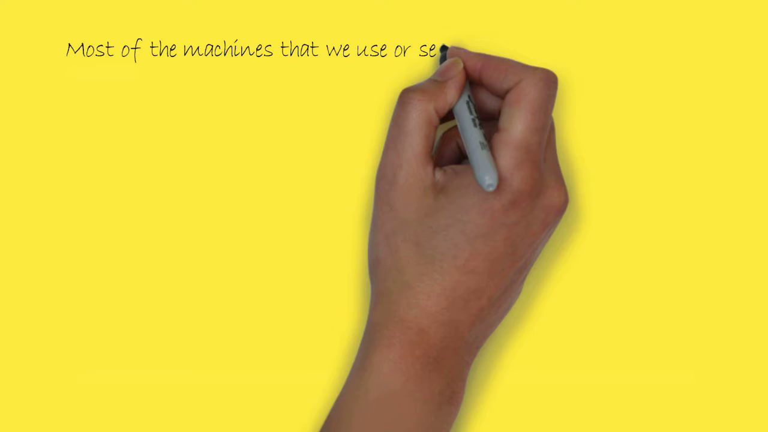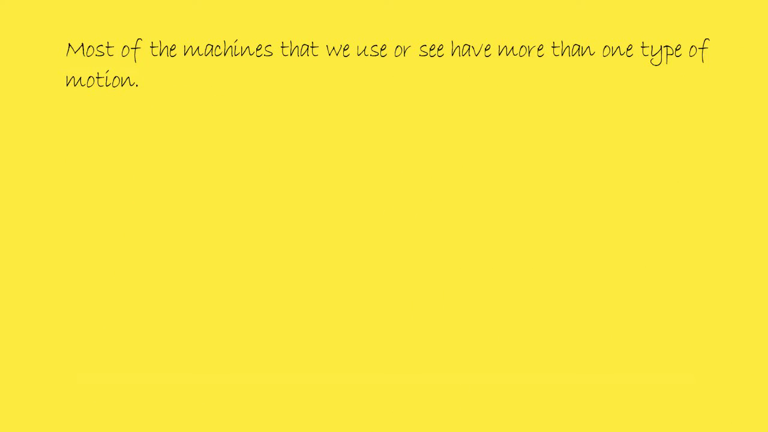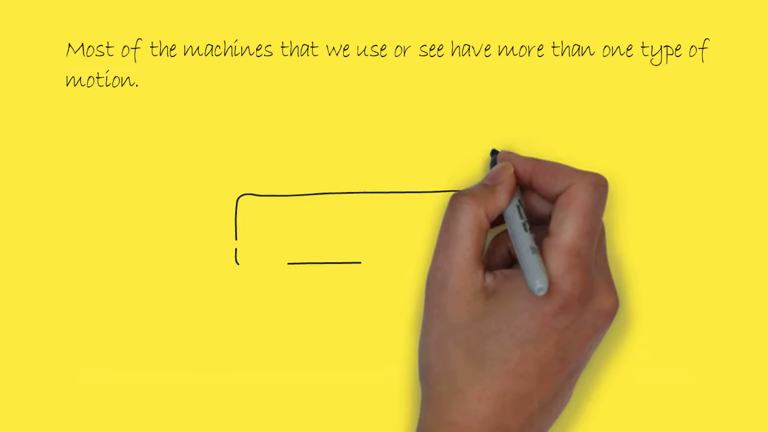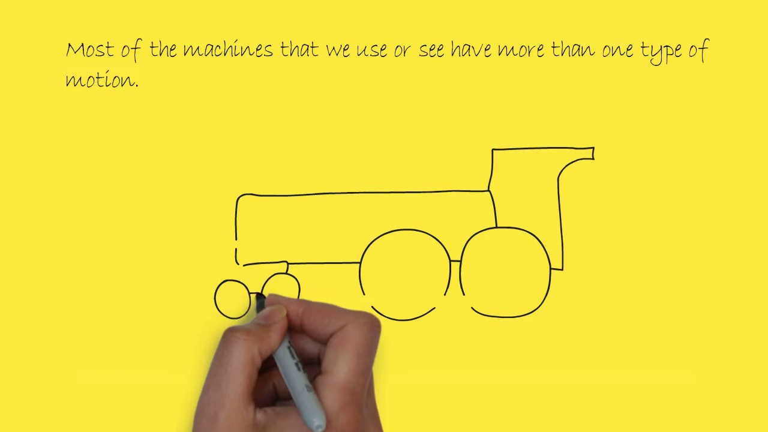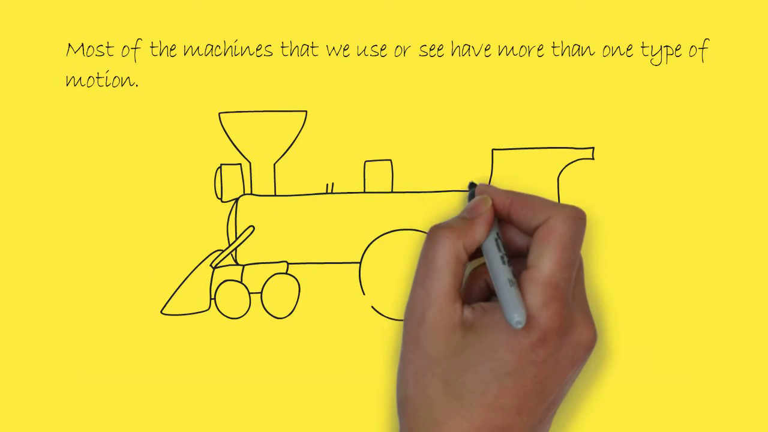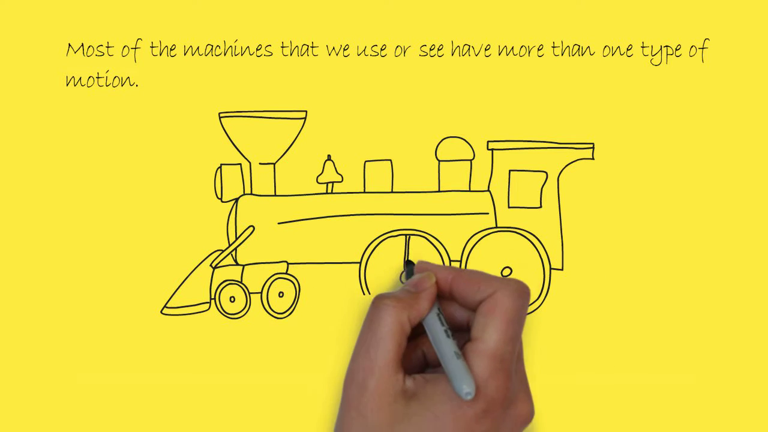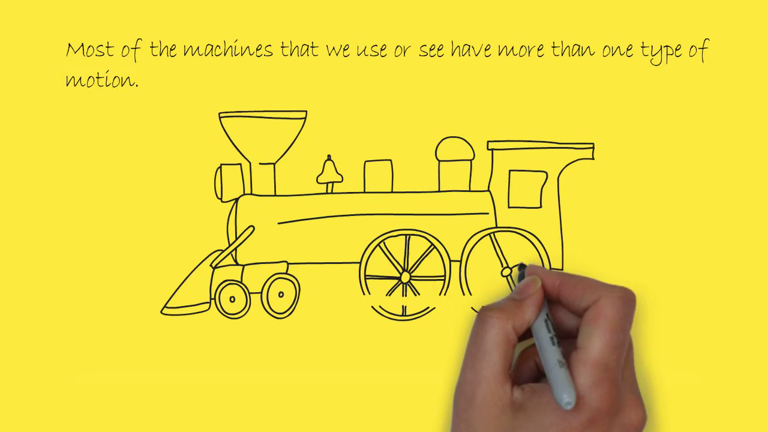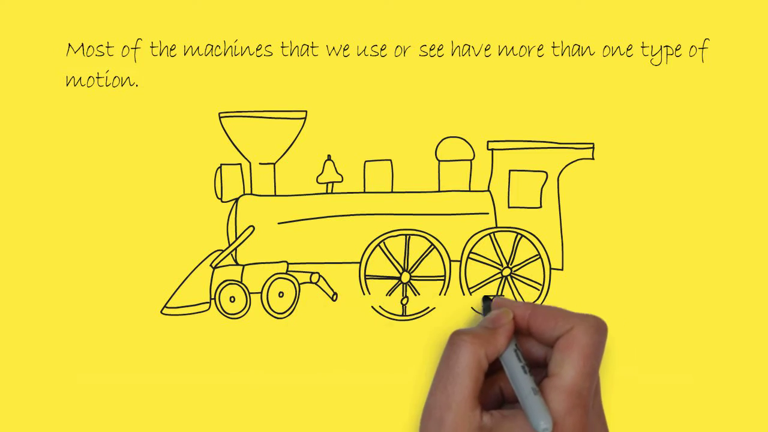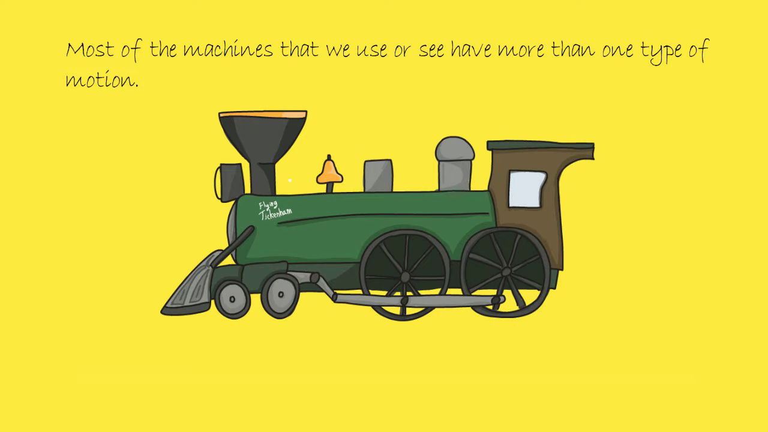Most of the machines that we use or see have more than one type of motion. Let us see how. Some relevant mechanism contributes to the interchange of motion of the machines. Like a train consists of a wheel which is joined to another mechanical part, that is an arm, which moves back and forth, and hence the train moves on the track. The arm connects the wheels.